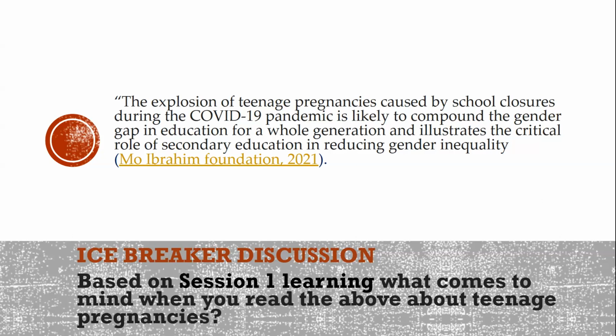So they say here, the explosion of teenage pregnancies caused by school closures during the COVID-19 pandemic is likely to compound the gender gap in education for a whole generation and illustrates the critical role of secondary education in reducing gender inequality. So my question here, which I would like maybe one person to answer, is based on session 1 learning. What comes to mind when you read the above statement about teenage pregnancies? What is the first thing that comes to mind?